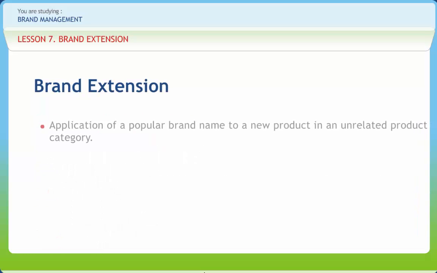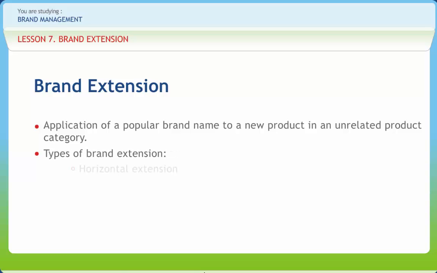Brand extension is the application of a popular brand name to a new product in an unrelated product category. Brand extensions occur when firms enter markets they had not previously been present in under the name of one of their existing brands. Types of brand extension. In a horizontal brand extension, an existing brand name is applied to a newly introduced product in either a related product category or in a product class completely new to the company. A vertical brand extension uses the core brand name to launch products in the same product category but at a different price point and quality level.